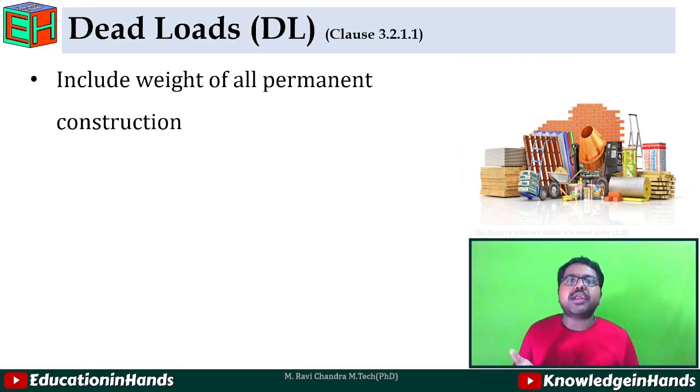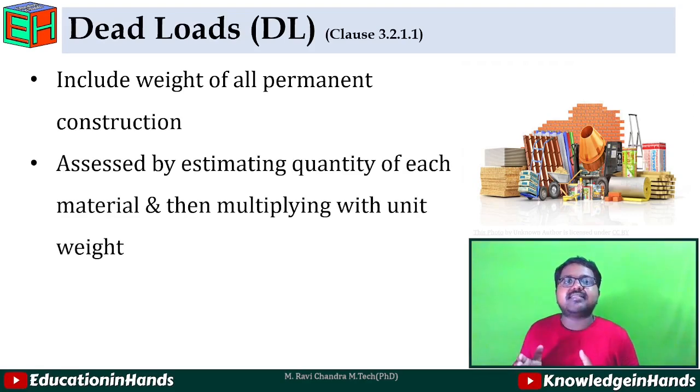So how are we going to calculate this dead weight? We assess it by estimating the quantity of each material and then multiplying with its unit weight. If we are going to construct a wall with 1000 bricks, we need to take the weight of one brick, then multiply it by 1000 bricks. Likewise, we get the dead weight or dead load acting on the structure.